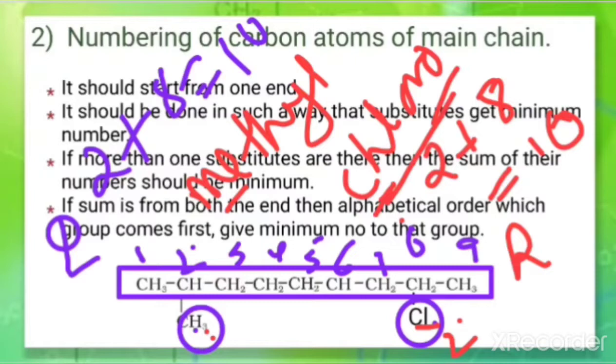So you only have to apply this where the sum is equal from both sides. When the sum is equal from both sides, you have to choose the way of numbering where the substituent that comes first alphabetically gets the minimum number. That means here chloro should come first alphabetically, so the chloro should get the minimum number. So which is the right way of numbering? From the right hand side, the first carbon is this and on the second carbon we have the chloro group. So that is the right way of numbering.